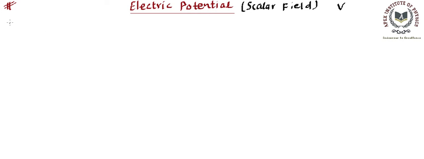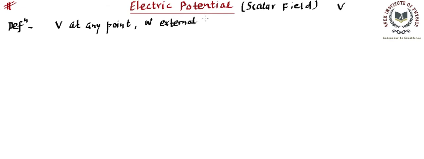The definition which is more popular in books is this. It says electric potential, that is V, at any point is equal to the work done by an external agency or external force in bringing a unit positive test charge from infinity to that point.